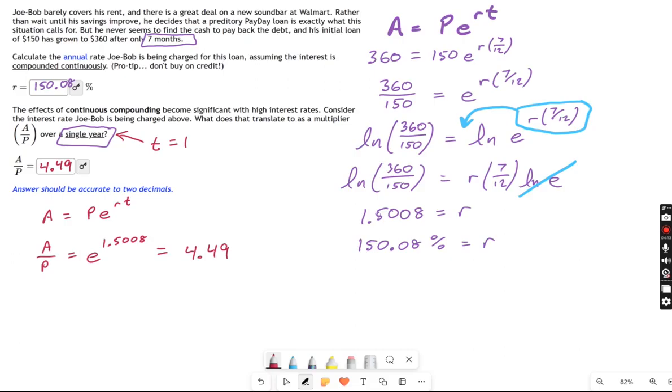That's how mind-bogglingly terrible this thing is. That's what interest rates like this do over even short periods of time. So, moral of the story is watch out for payday loans. Lesson of the story is this is how you calculate rate or time. Whichever one is up here in the exponent, we use natural logs to figure it out.